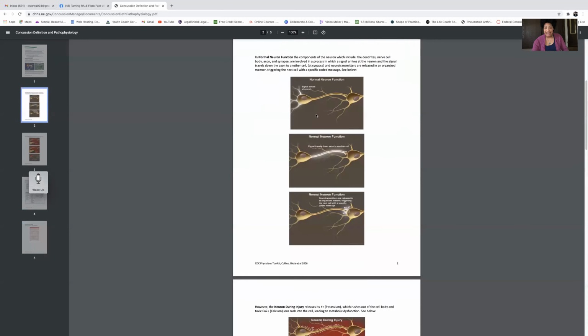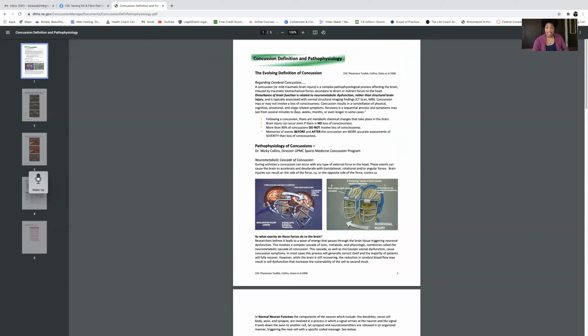So with that said, like I said, I'm going to leave this article here, so that way you guys can do more research on concussions. And I definitely recommend that if you have any questions, talk to your doctor about it.